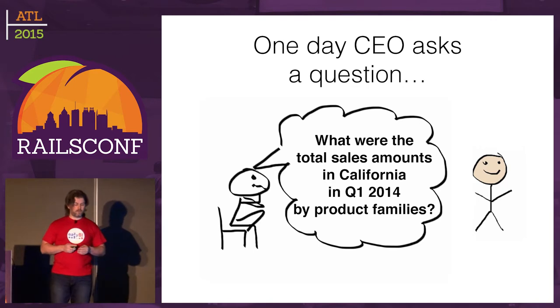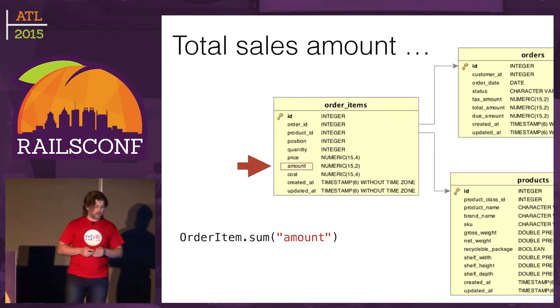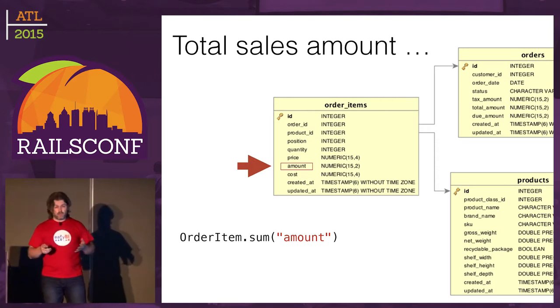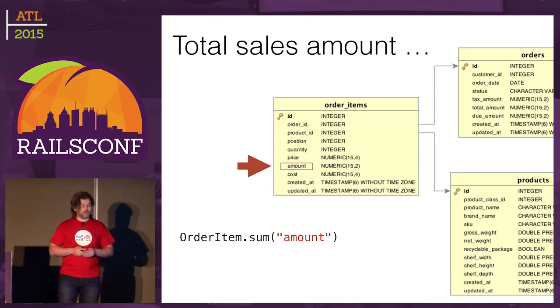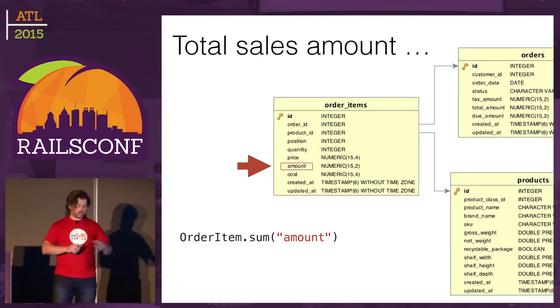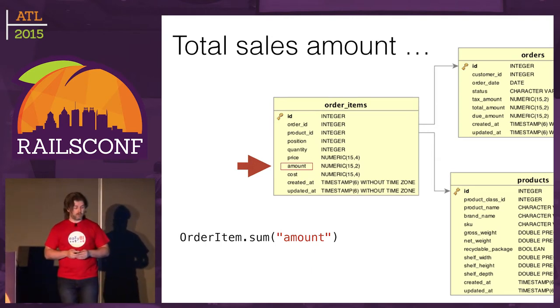Okay, we'll find it out. So let's look at our database schema. So where do we store amounts? Okay, we have the order items table. There we have an amount column. Okay, we should probably start with that one. We like Rails conventions. We will write everything in Ruby. So we start with order item, sum of amount.